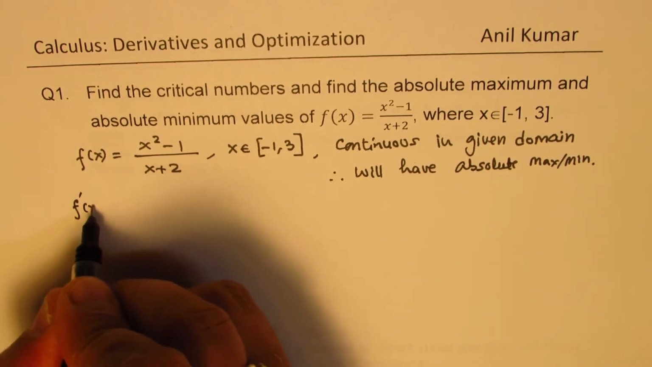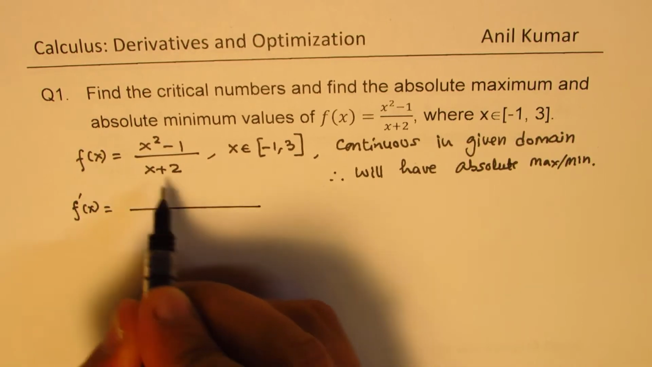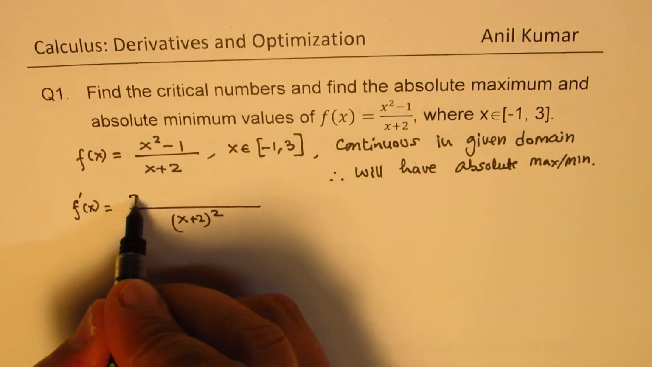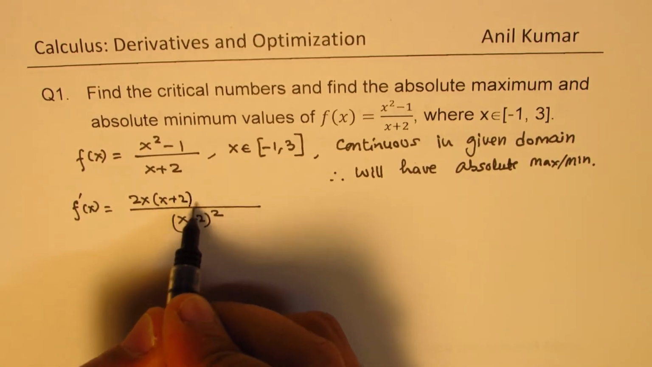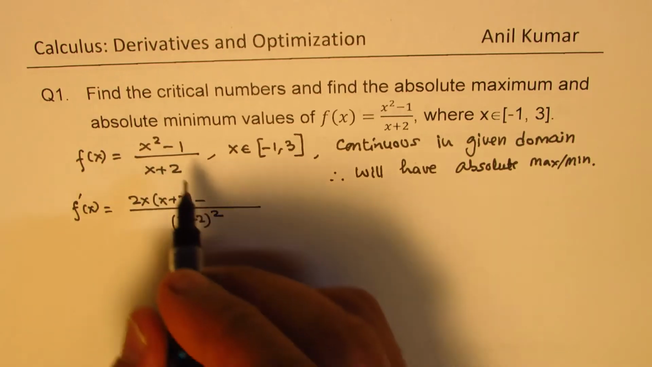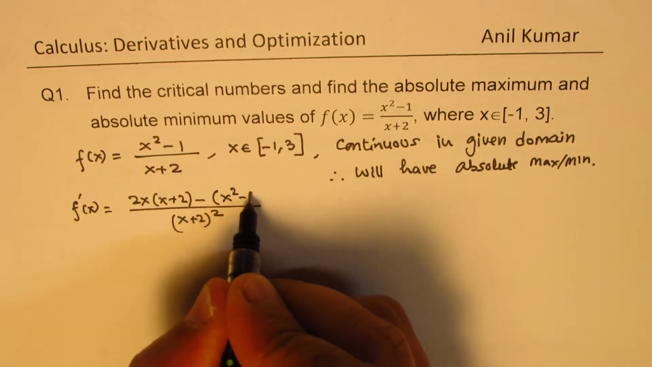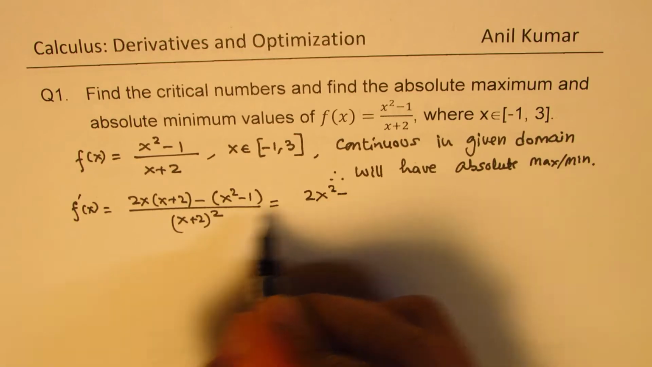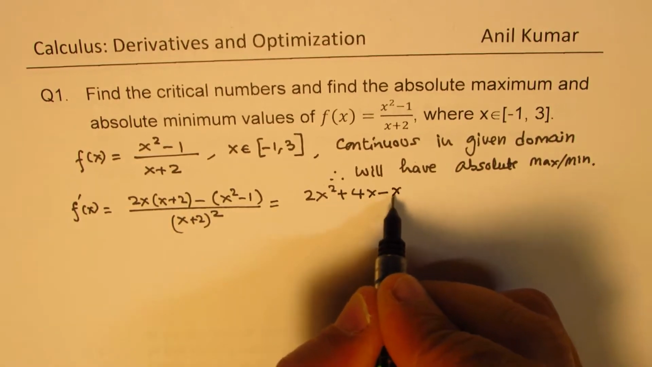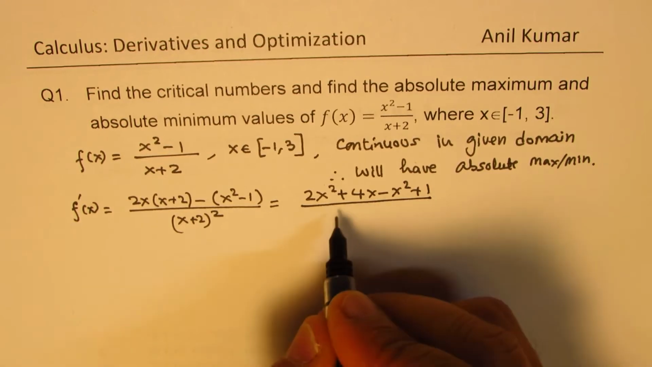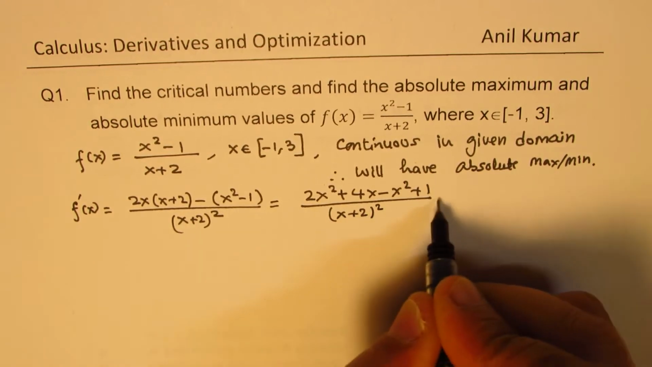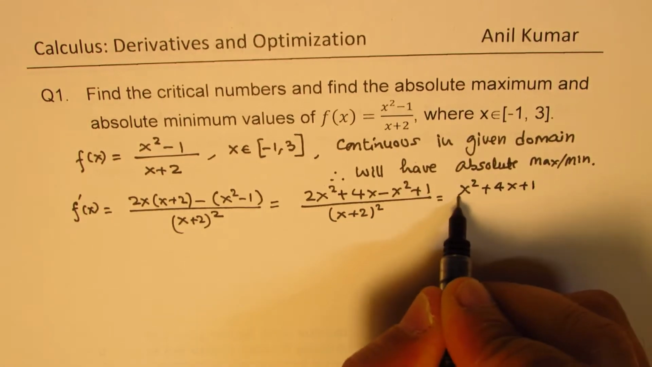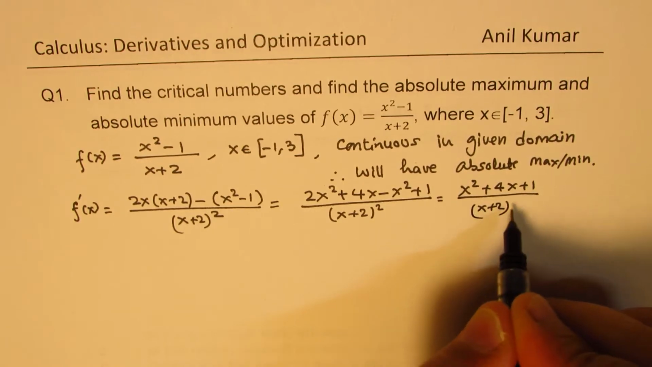So the derivative for the given function can be written as, applying the quotient rule, x plus 2 whole square in the denominator. The numerator is the derivative of the numerator, 2x, times x plus 2, minus the derivative of the denominator, 1, times the numerator, which is x squared minus 1, right? That is 2x squared plus 4x minus x squared plus 1 over x plus 2 whole square. 2x squared minus x squared is x squared. Then we have plus 4x plus 1 over x plus 2 whole square.